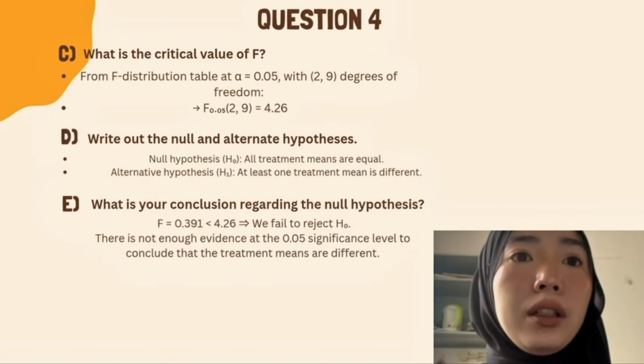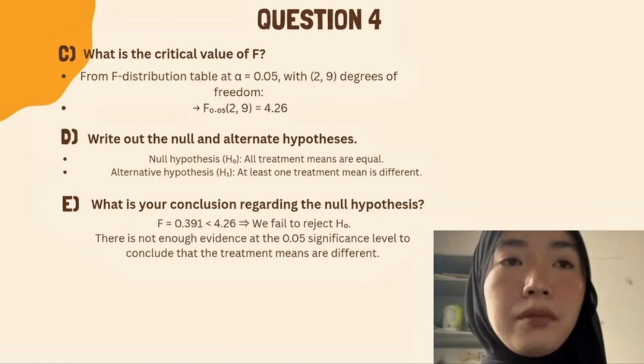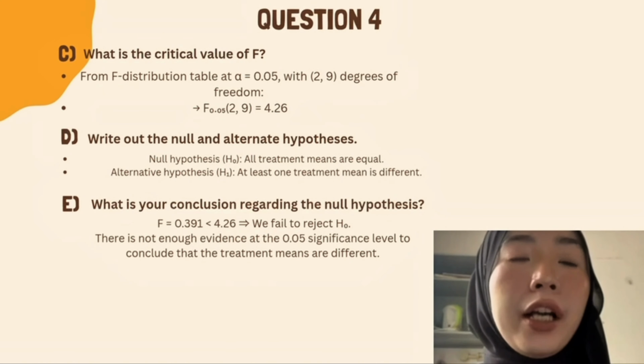D, write out the null and alternative hypotheses. H0, the null hypothesis: all treatment means are equal. H1, the alternative hypothesis: at least one treatment mean is different. For the conclusion, we compare the F values. The calculated F equals 0.391, and the critical F equals 4.26. Since 0.391 is smaller than 4.26, we fail to reject the null hypothesis. There is not enough evidence at the 0.05 level to conclude that the treatment means are different.